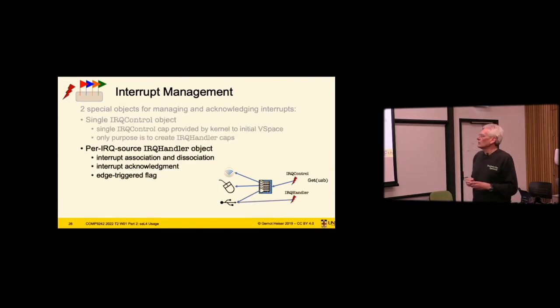And then you have, for each interrupt source, a separate IRQ handler, and there's a protocol for establishing those that requires access to the IRQ control object. So if you have the IRQ control object, then you can create interrupt handlers by associating a function or a server with an interrupt source.